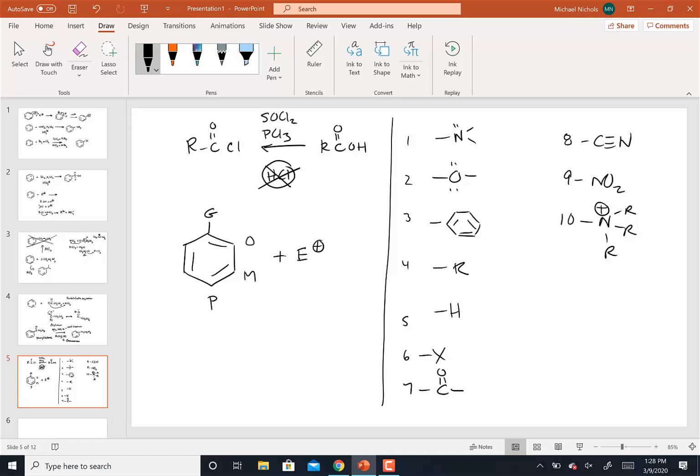So these were the electron donating groups. They're going to be called activating. I'm going to call those activating groups, because activating is going to mean that the benzene ring reacts faster by putting those groups on it. The groups that are electron withdrawing, number 6 through number 10, those are all going to be electron withdrawing groups, and those are going to be what we call deactivating groups.